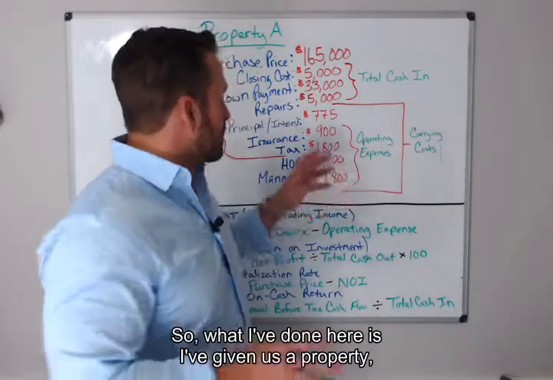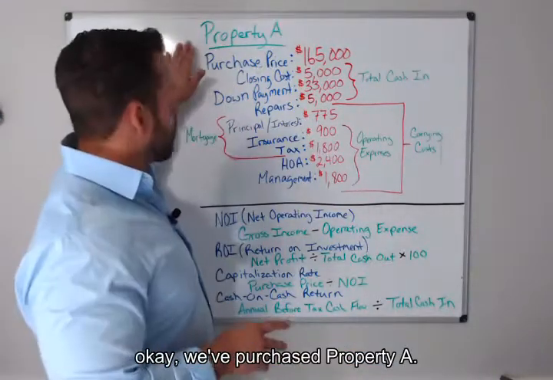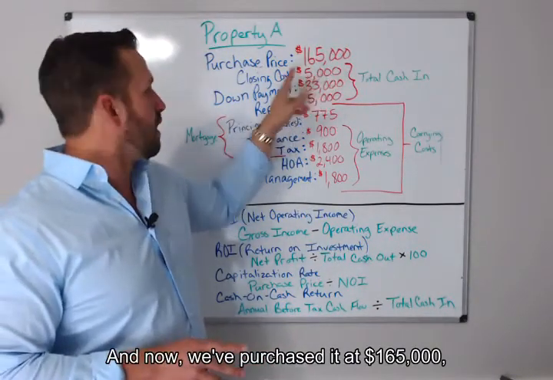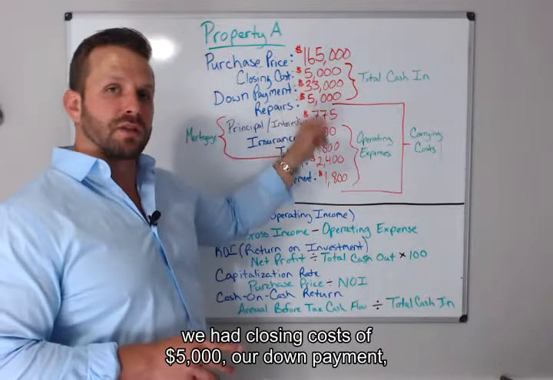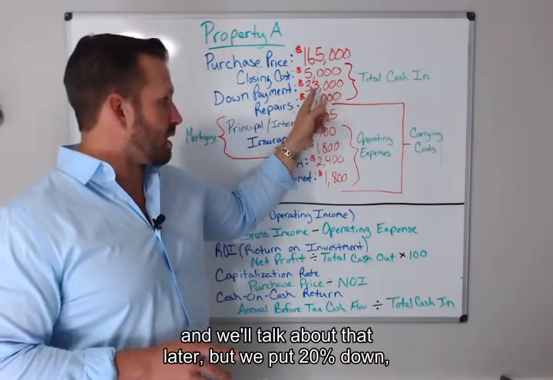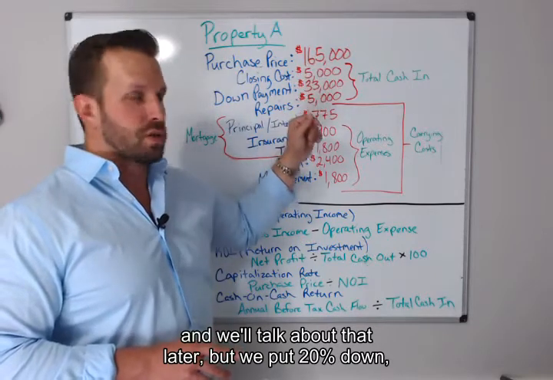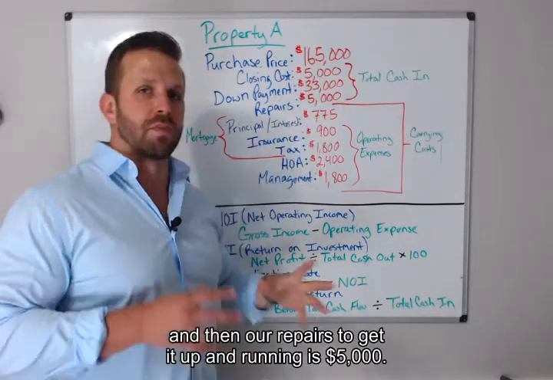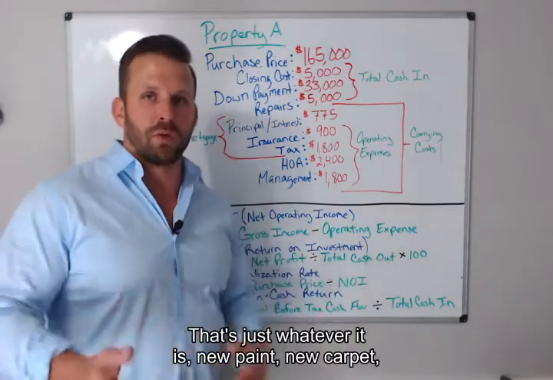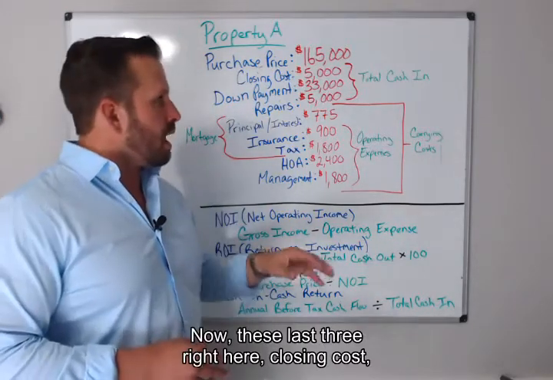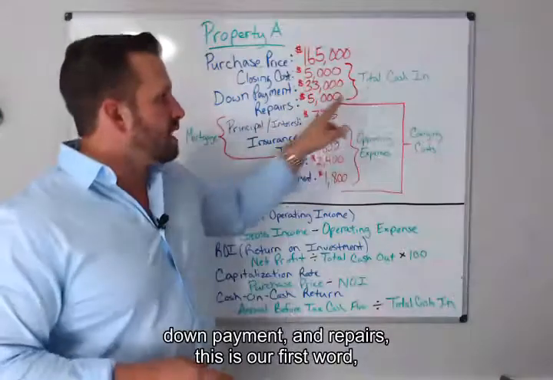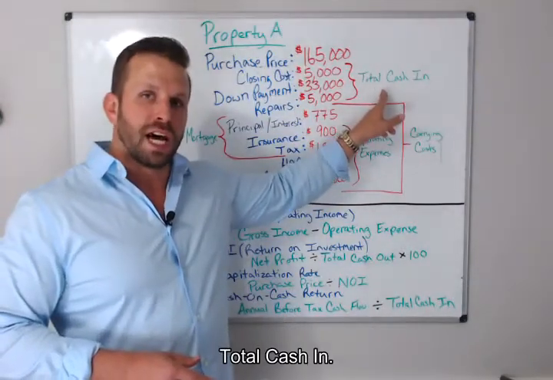So what I've done here is I've given us a property, okay, we've purchased property A, and we purchased it at $165. We had closing costs of $5,000. In this one we're going to have a mortgage, and we'll talk about that later, but we put 20% down, and then our repairs to get it up and running is $5,000. That's just whatever it is, new paint, new carpet, anything like that. Now, these last three right here, closing costs, down payment, and repairs, this is our first word, total cash in.